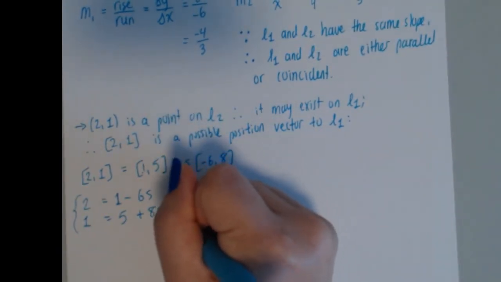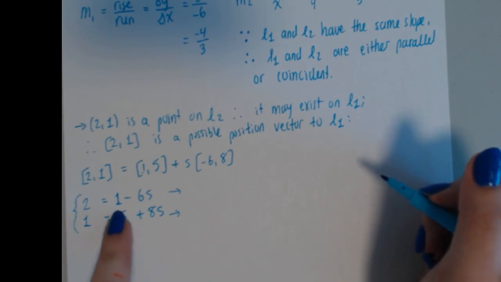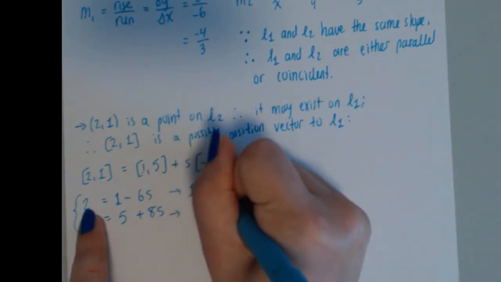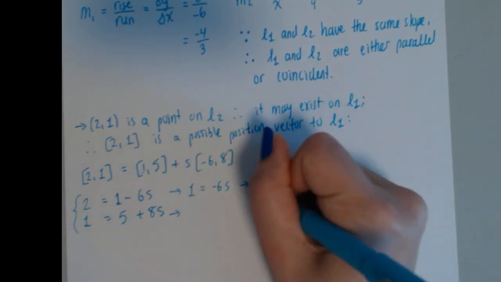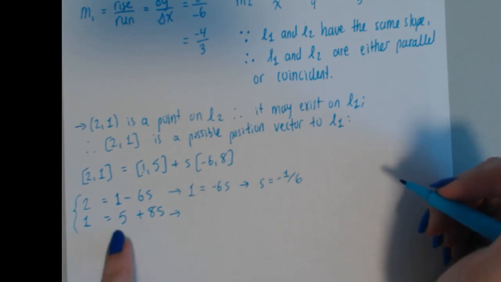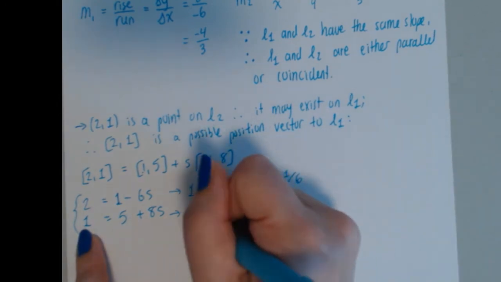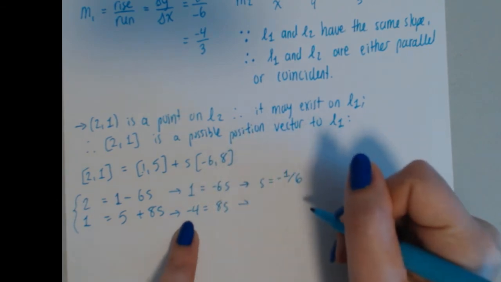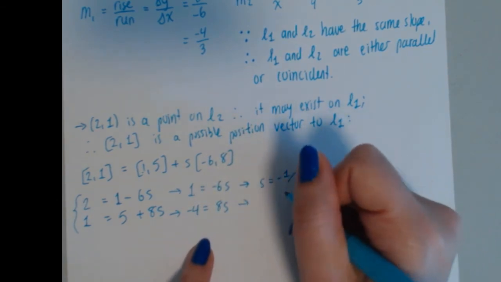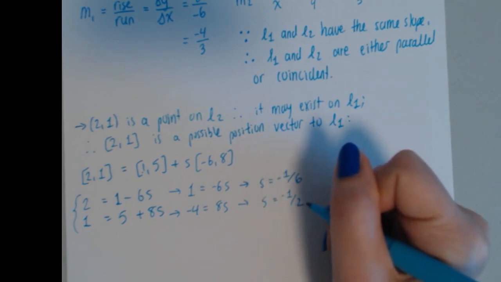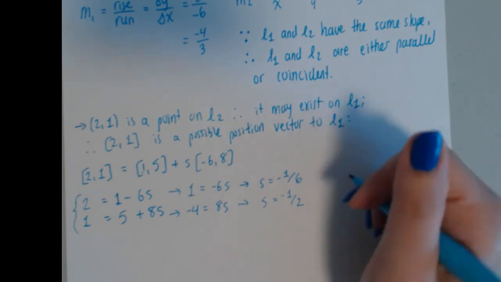Let's go ahead and solve for s in both of these. So in the first one, I'm going to do 2 minus 1 is 1 is equal to minus 6s, and then s is equal to minus 1 over 6. Okay, the next one, I'm going to have 1 minus 5, that's negative 4, is equal to 8s. If I divide negative 4 by 8, I'm going to have minus 1 over 2. Okay, the s values are not the same, so therefore there are 0 solutions.